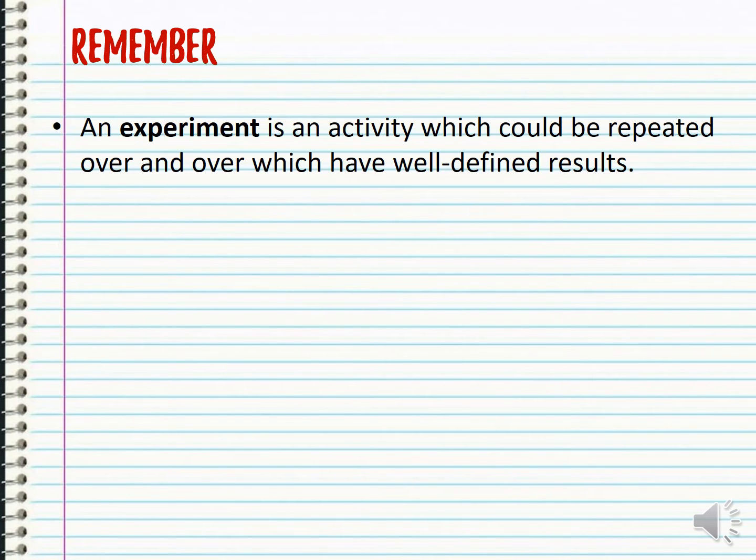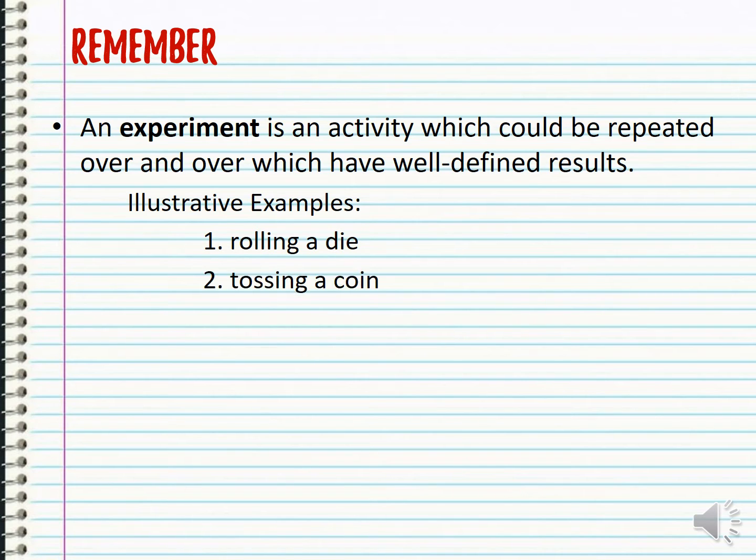So first, we have experiment. It is an activity which could be repeated over and over, which has well-defined results. I'm going to use the very common examples. First is the rolling of a die. Of course, you can roll a die over and over, and in doing so, you can get results. And the experiment of tossing a coin.